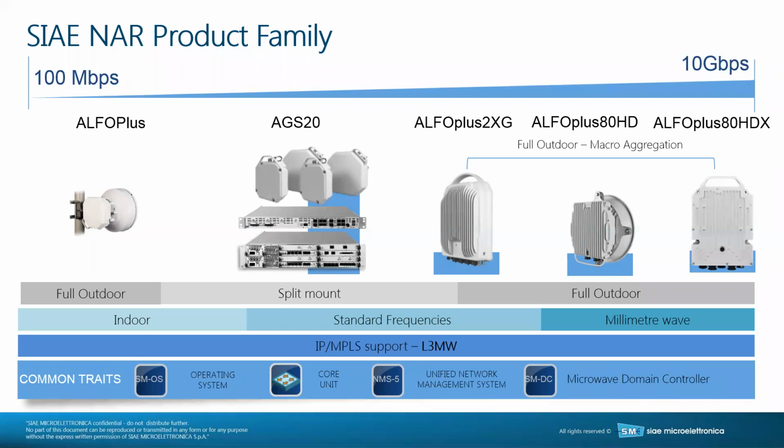So our ALFOplus radio, single all outdoor, we'll talk a little bit more about that. Good up to between 100 and 500 megabits per second. Our AGS-20 system is a split mount solution, so a typical indoor-outdoor architecture. We can also use that in a nodal solution. But the crux of the presentation is really going to focus on the ALFOplus2XG. This is our 6 to 38 gigahertz licensed microwave solution. I'll touch on the E-band stuff toward the end.